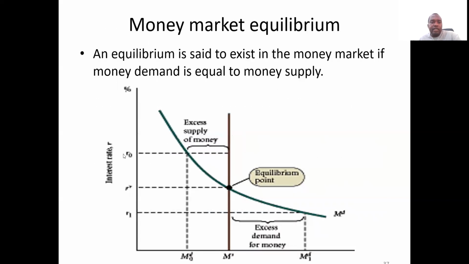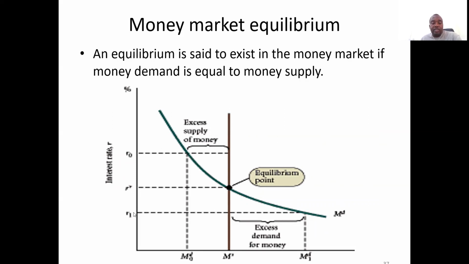So if you look at an interest rate of R0, for instance, it leads to excess liquidity in the money markets because money demanders at that high interest rate will demand MD0 amount of money. Yet the money which will be available will be M star. The discrepancy between MD0 and M star will be the excess money supply or excess liquidity in the money markets.